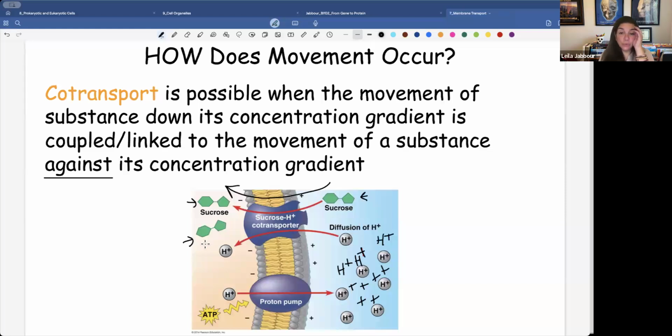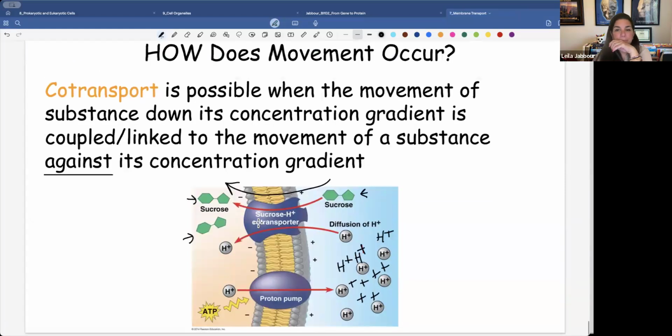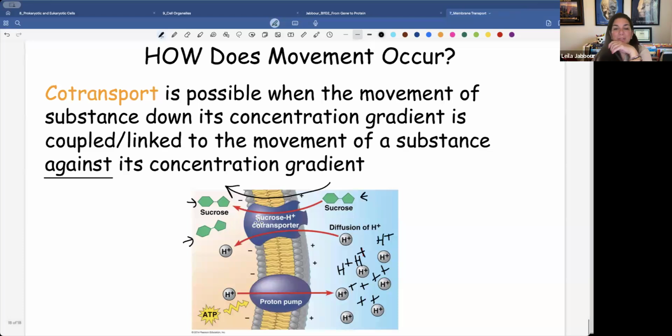So how are we making sure that the hydrogen ions are going down their concentration gradient? We have a pump that makes sure to pack them up on that side of the cell. And then when the co-transporter is ready, oh, I have all the sucrose, I'm ready to bring it in, let's open the door. And that allows all these hydrogen ions to go down their concentration gradient. And that provides the energy to suck in the sucrose against the gradient inside the cell. Okay, so that's it.